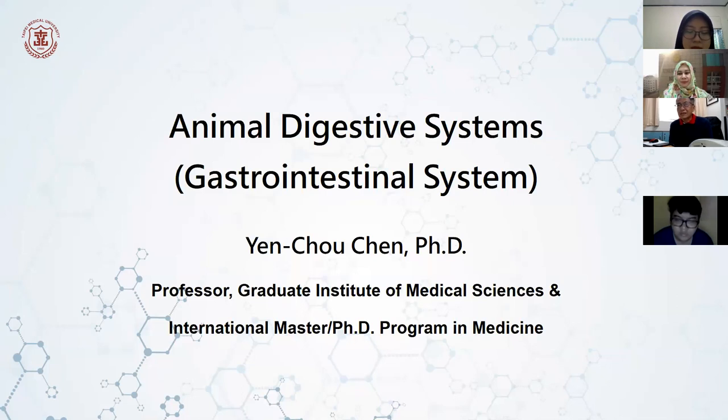Today, the topic I want to share with all the students and the professors is the animal digestive system. The original topic is the GI system, but I modified it a little because the biology in Taiwan is for first year students, so we usually call it general biology. But after discussing with Professor Iu, I found that in Indonesia, maybe third year students choose human biology. I'm not sure if the slides I prepared are okay or not, but I will do my best to give a clear introduction of the digestive system in animals.